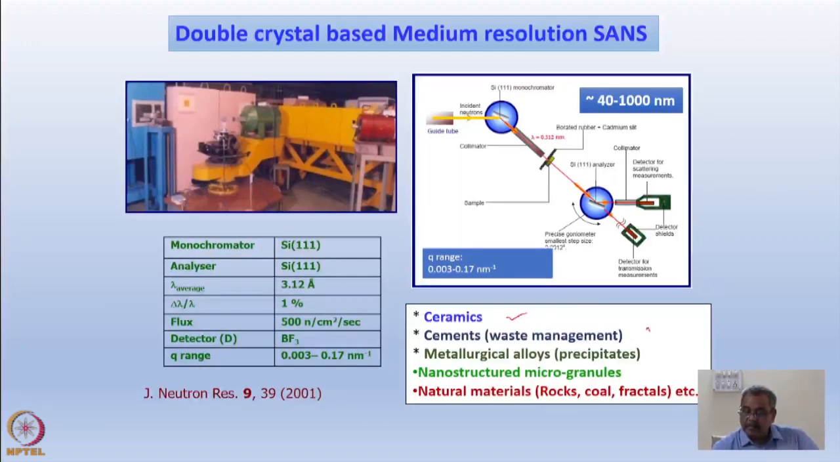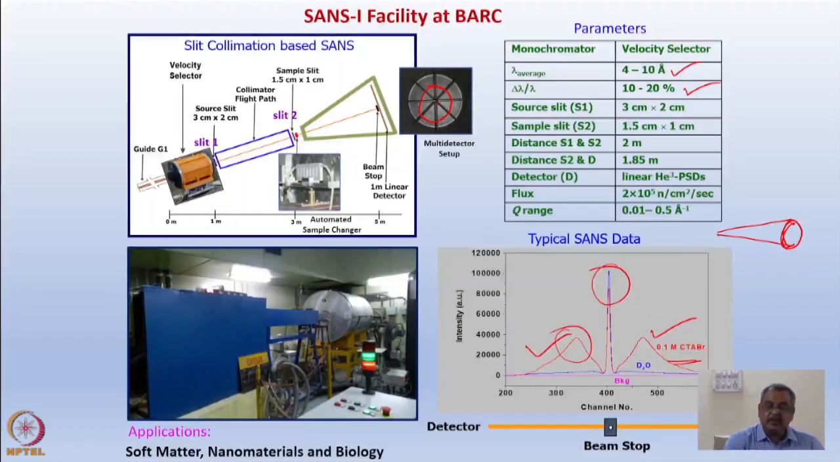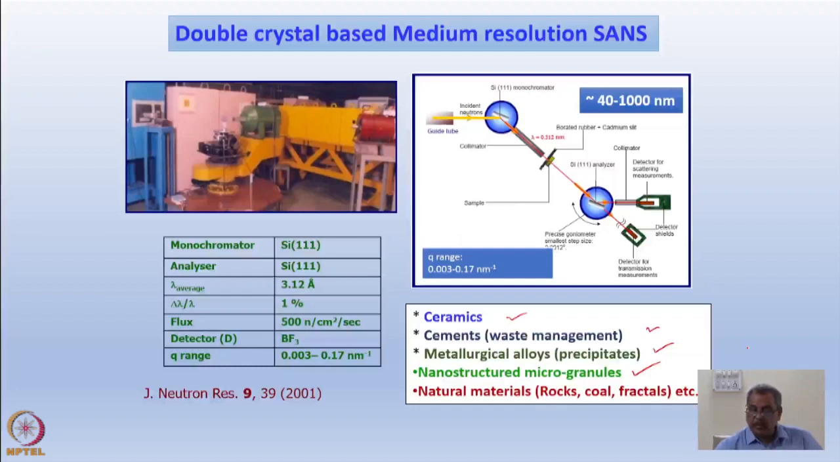Ceramics, cements and metallurgical alloys and precipitates have been used heavily. We call it M-SANS, because this one can measure typically 2 nanometers to 10 nanometers, the range of samples that I can use, whereas here, you can see that typically it can look at 40 nanometers to 1000 nanometers. So they are complementary to each other. One goes from 2 to 10 or 20, the other goes from 40 to 1000 nanometers. And many times the data from both of them have been merged to get a larger Q range.